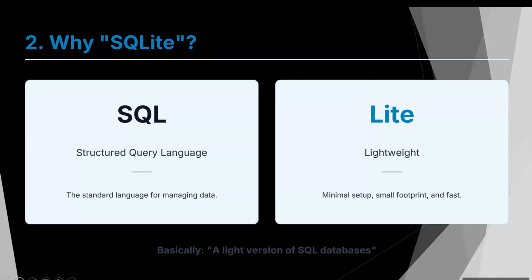Let's understand the word SQLite. It is derived from two words, SQL and Lite. SQL is the structured query language, where data is stored in rows and columns, and it is used to manage the database. Lite means it is for minimal users, where we don't need a big database, we don't have many people storing data, and we have a small amount of data to store. SQLite is a light version of SQL databases where you can do small projects.